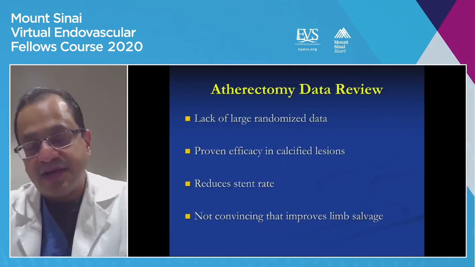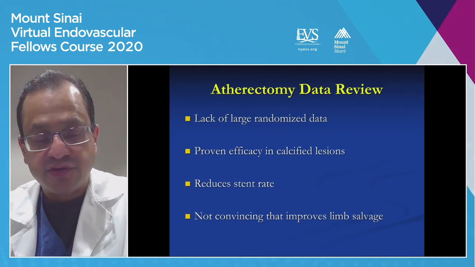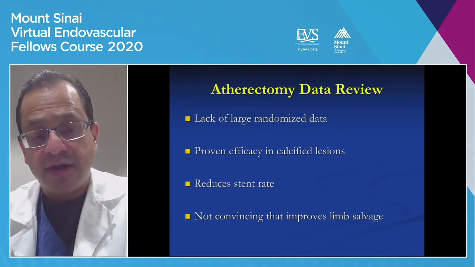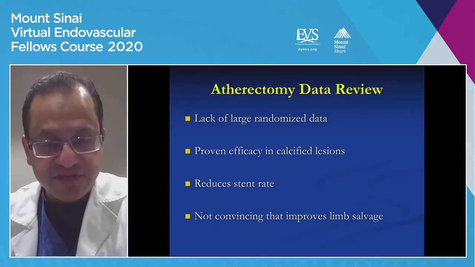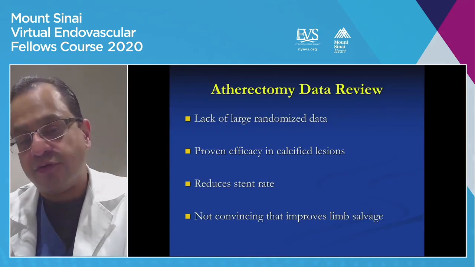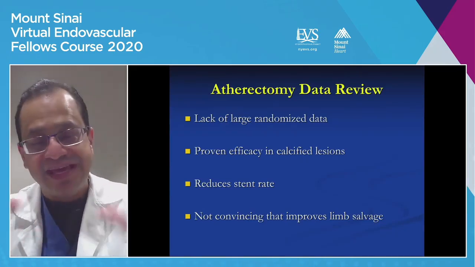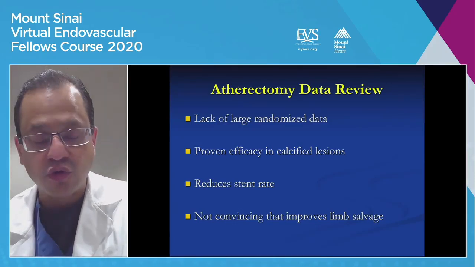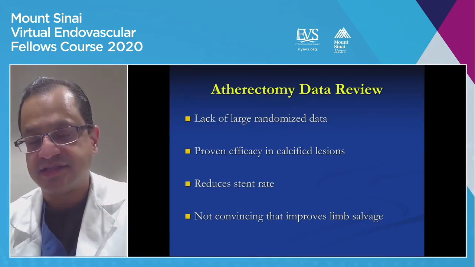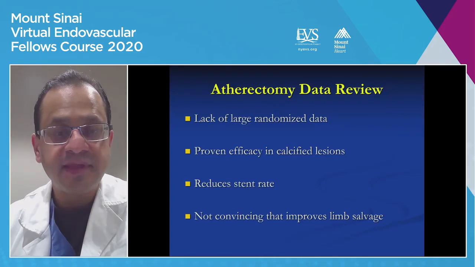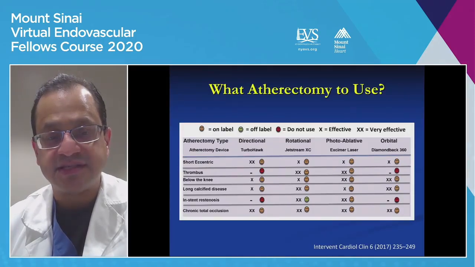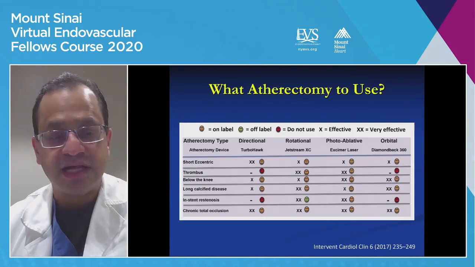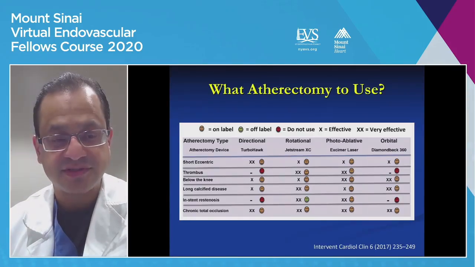With regards to atherectomy, they've all proven that when used appropriately, they are safe. But so far, it's not been convincing that they do improve your amputation-free survival. And therefore, this is not uniformly accepted as the go-to strategy by the CLI community. So when you come to which atherectomy to use, I think this is a good table as to where you can use each, as well as with regards to long calcified lesions or in-stent restenosis.